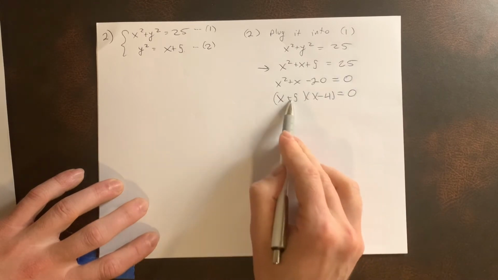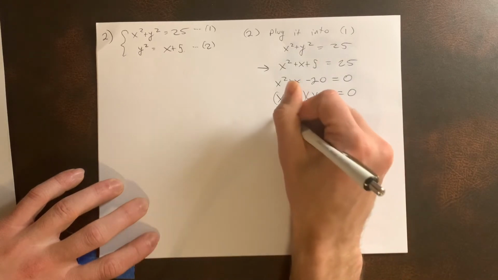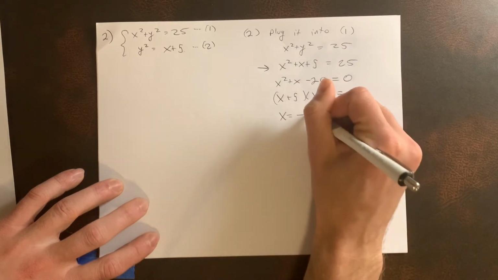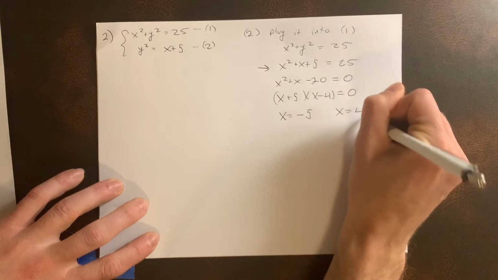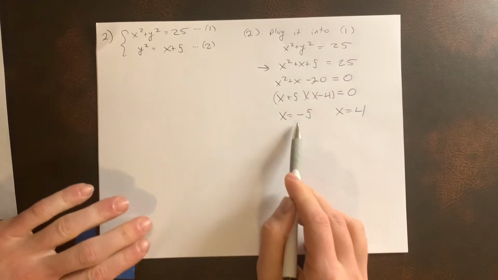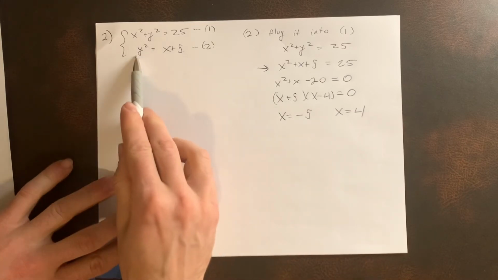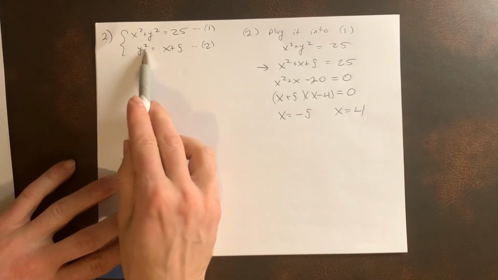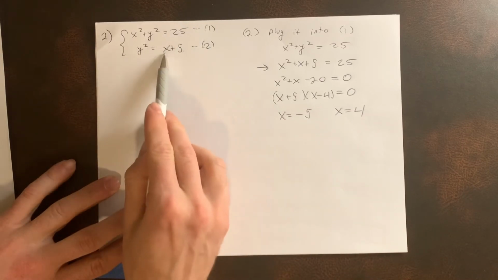Now, just remaining to solve this, x is going to be minus 5, and x is going to be positive 4. So again, we have two answers for x, and we have to see what happens in both situations. Here's the equation that tells us what y is: y squared is equal to x plus 5.